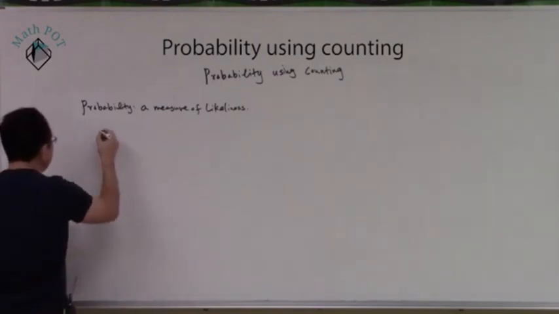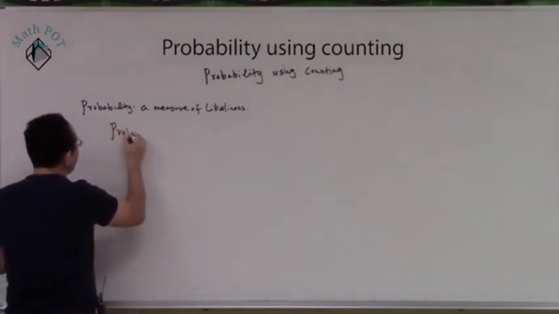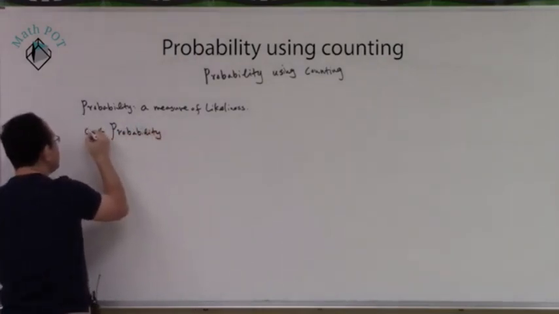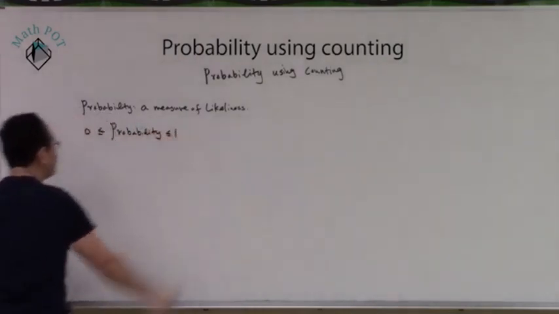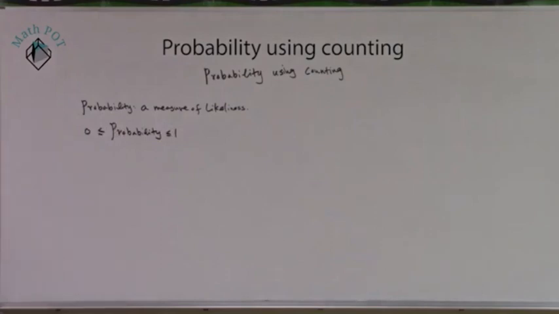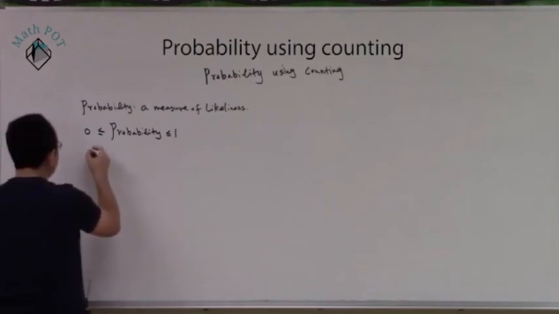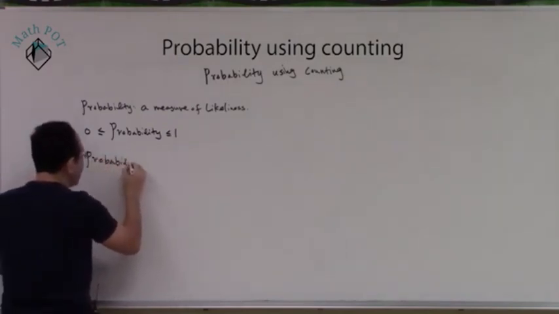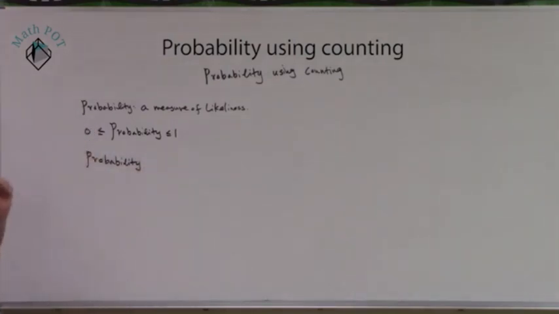Always remember, the probability for any problem must be greater than or equal to 0 and less than or equal to 1. And you also need to remember the formula for probability using counting. The formula is very easy to understand, but you also need to understand how to apply this formula to a few different problems.